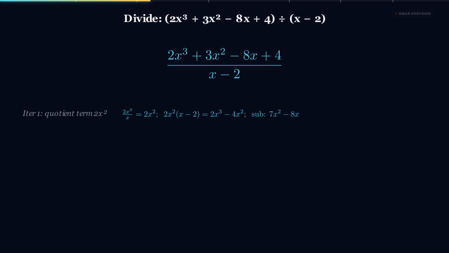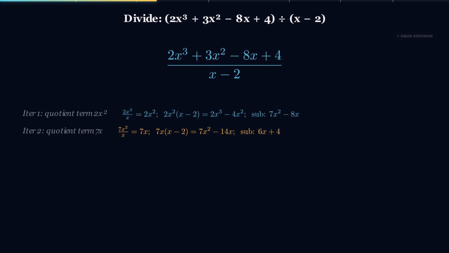Subtract this from the dividend: 2x cubed plus 3x squared minus the quantity 2x cubed minus 4x squared equals 0 plus 7x squared. Bring down the next term, minus 8x. The current dividend becomes 7x squared minus 8x.